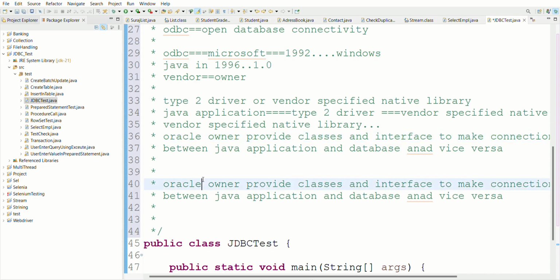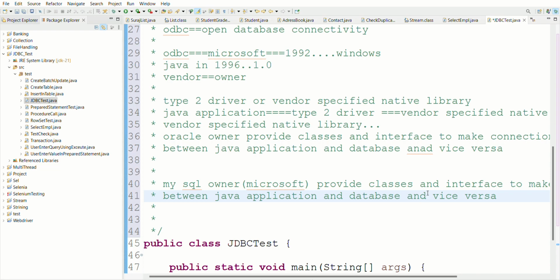So let me change it here to MySQL. MySQL owner, who is the owner of MySQL? MySQL owner is Microsoft. MySQL is given by Microsoft. Got it? So Microsoft, the owner, will provide the implementation.